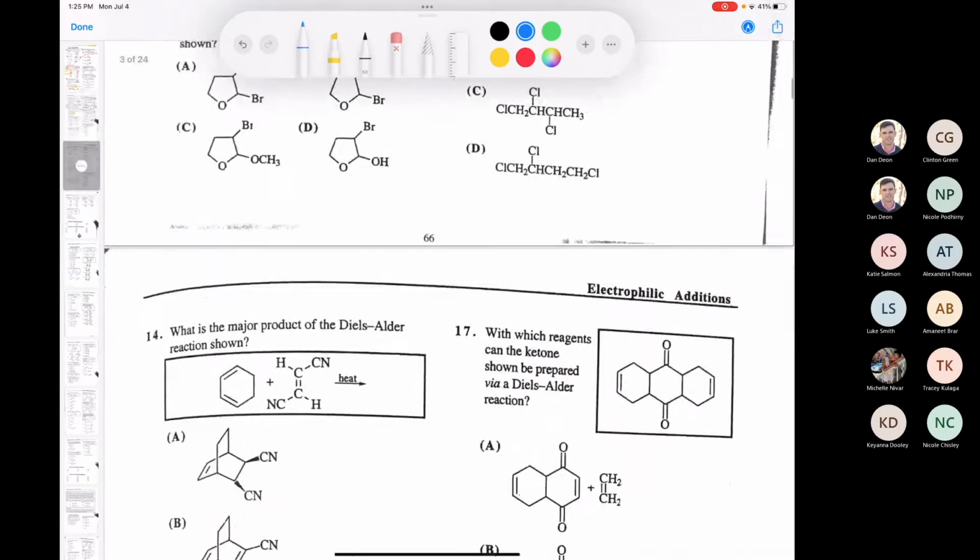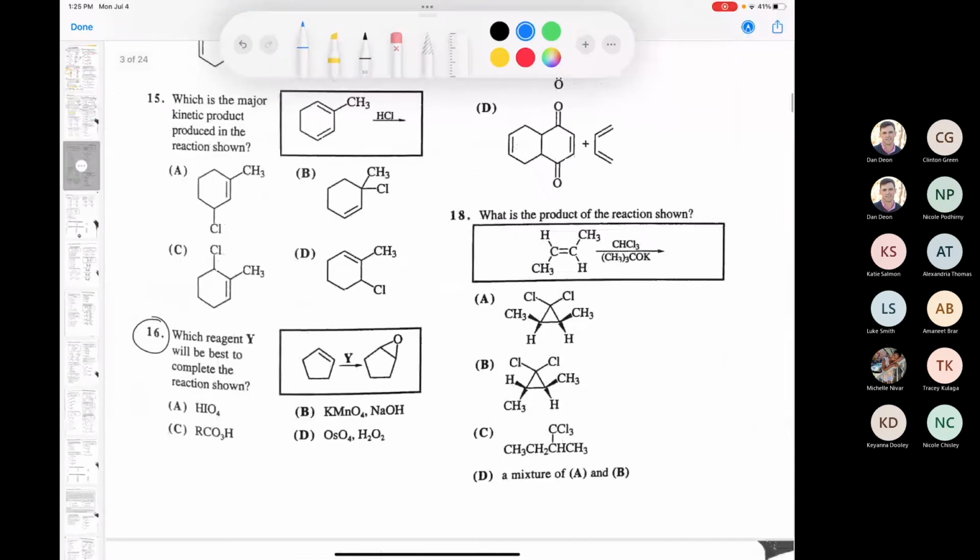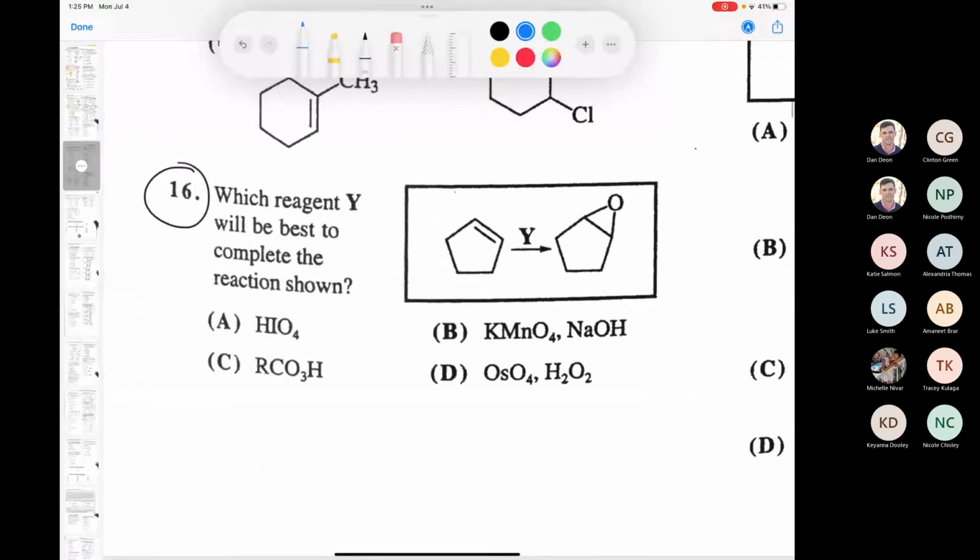Let's try two more. Question 16 is this one here. Hey, I'll just throw this out there to my students. Question 16, you're going from an alkene, so this is an alkene, and you're going to an epoxide. Another name for an epoxide is an oxirane. It says, which reagent would be best used to complete this reaction? Could anybody tell me what the best answer would be here?